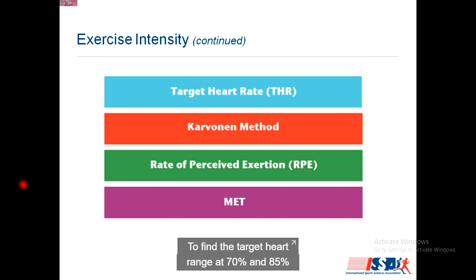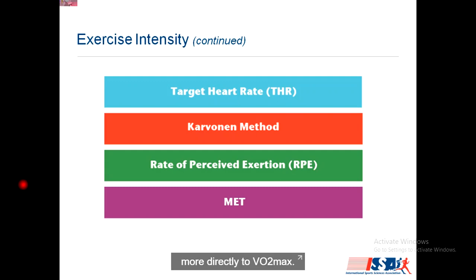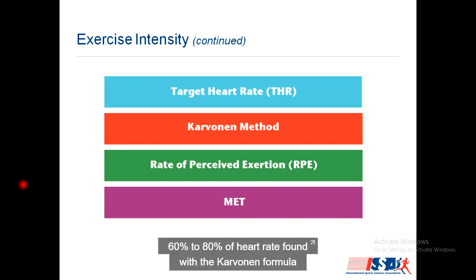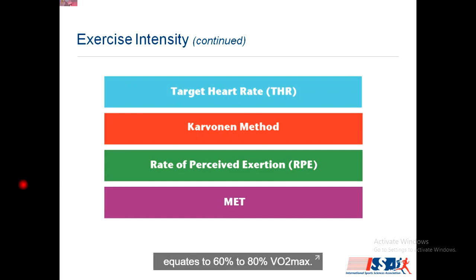To find the target heart range at 70 and 85% of the maximum heart rate, simply subtract the client's age from 220. Then multiply by 0.7 for the low estimate and by 0.85 for the high estimate. The Karvonen formula is more accurate and corresponds more directly to VO2 max. 60 to 80% of heart rate found with the Karvonen formula equates to 60 to 80% VO2 max.